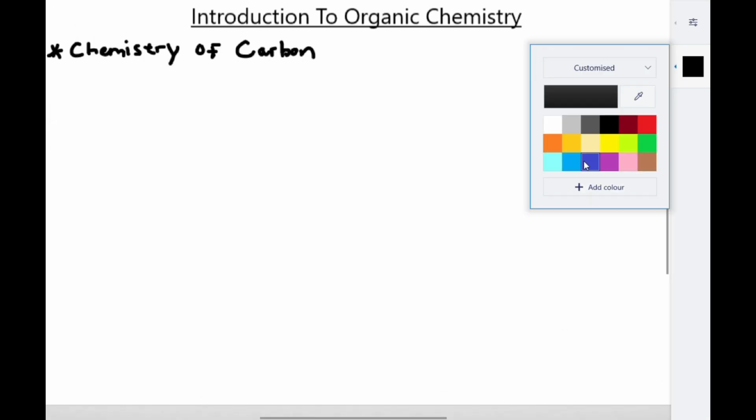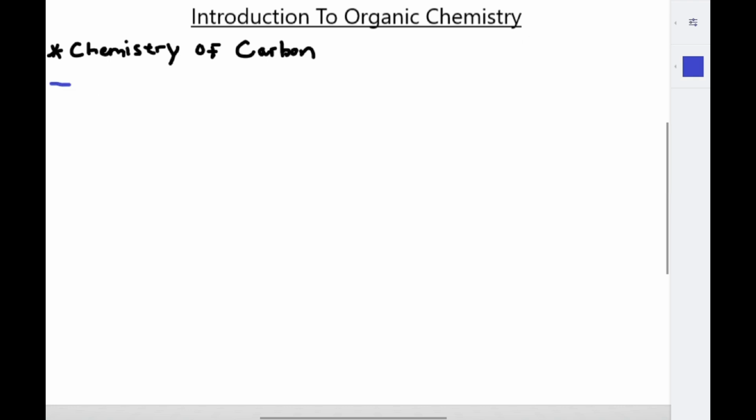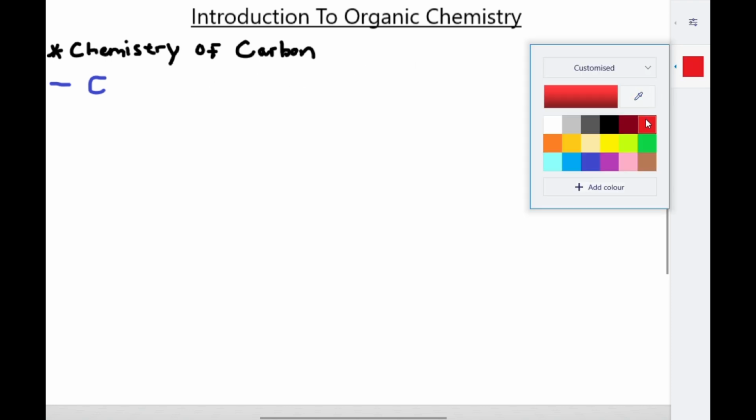In this topic, the carbon atom is the most important atom. Out of all atoms, carbon is the most important atom. So I'm going to give you reasons why. The first reason is that carbon is able to form 4 bonds.